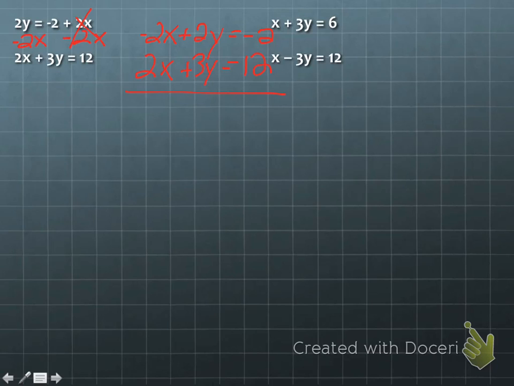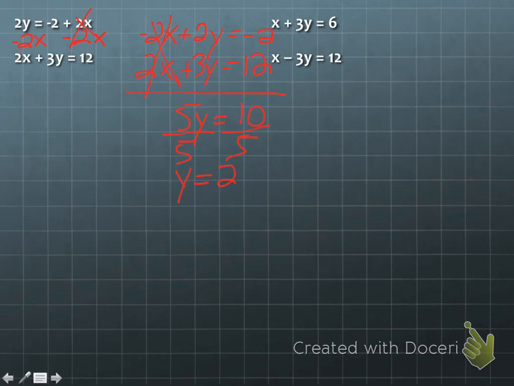Now my equations have x's in the same column, y's in the same column, and constant terms. Negative 2x plus 2x gives me 0. 2y plus 3y gives me 5y. Negative 2 plus 12 gives me 10. Divide both sides by 5. So y is equal to 2.